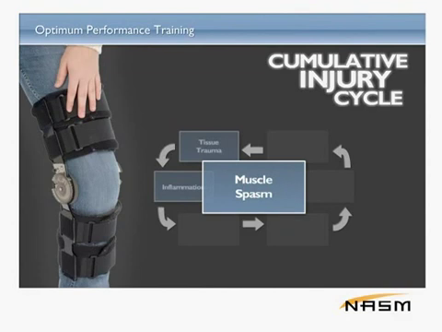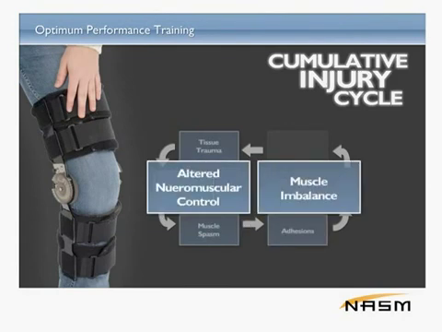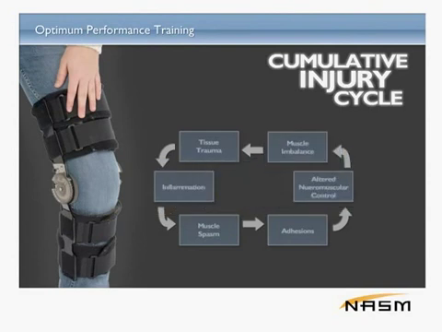As a result of the spasm, adhesions begin to form in the soft tissue. These adhesions form a weak, inelastic matrix that decreases normal elasticity of the soft tissue, leading to altered neuromuscular control and muscle imbalances. If left unaddressed through flexibility training, these imbalances will lead to further dysfunction and eventual injury.